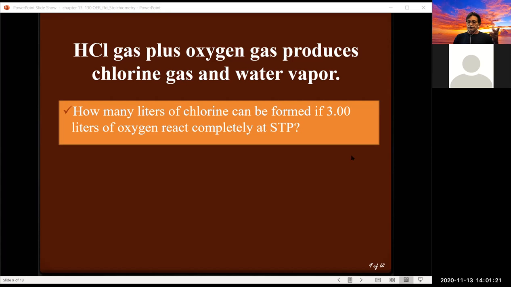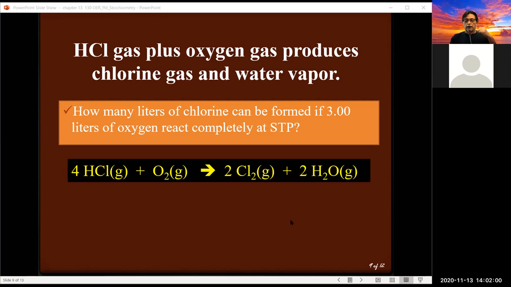So it's Cl2. A big mistake is not remembering, if they did not put the term gas after chlorine or oxygen, then yes, you're dealing with the single atom, but that's highly unlikely. If you're dealing with all the diatomics, you are dealing with 2 of them. Okay, and then water vapor, H2O. So hydrochloric acid plus oxygen produce chlorine and water vapor. Okay, so there's the reaction, and it's balanced.